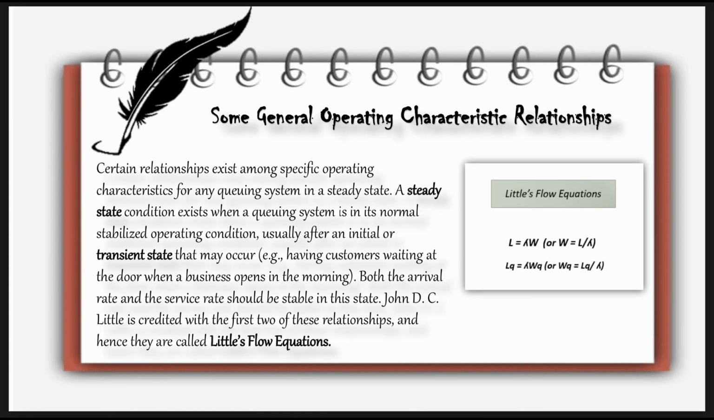When we say some general operating characteristic relationships, it is certain relationships exist among specific operating characteristics for any queuing system in a steady state. A steady state condition exists when a queuing system is in its normal, stabilized operating condition, usually after an initial or transient state that may occur.